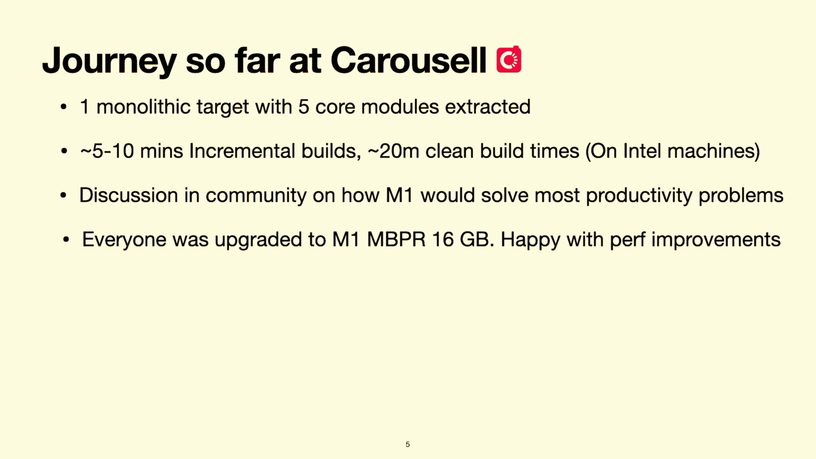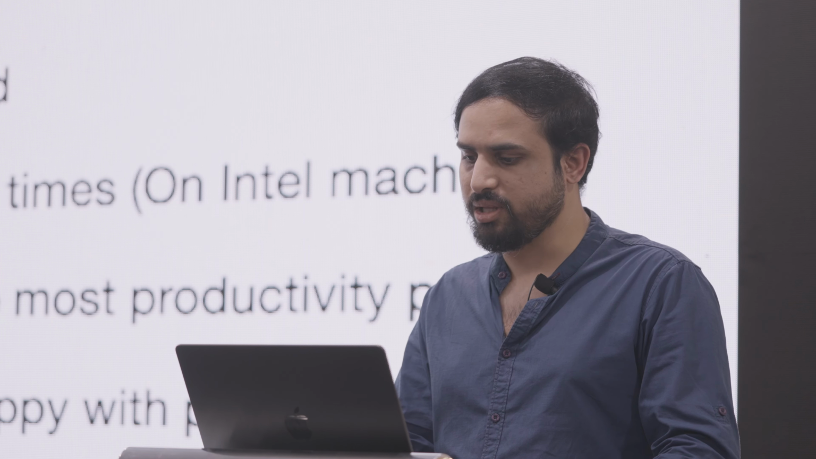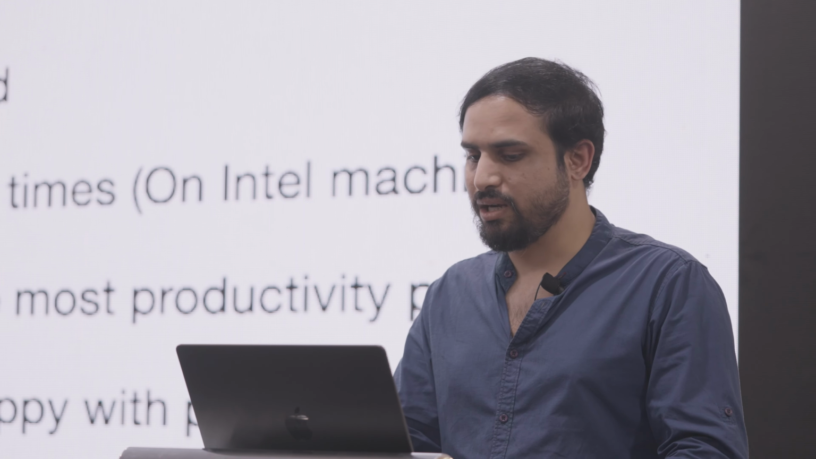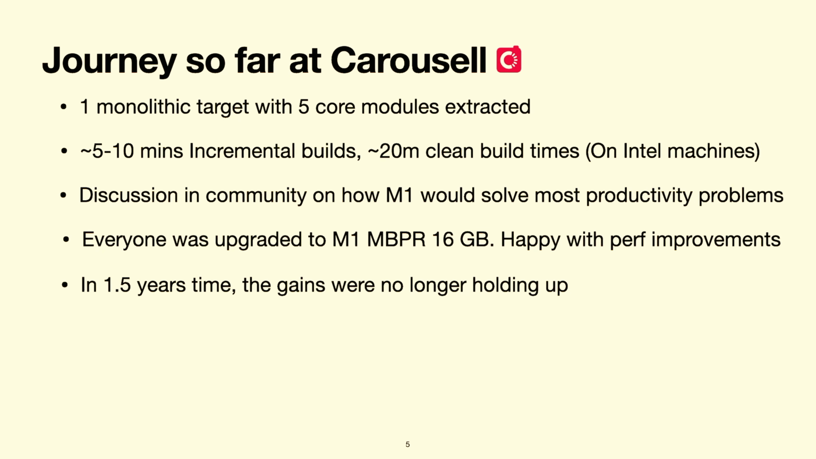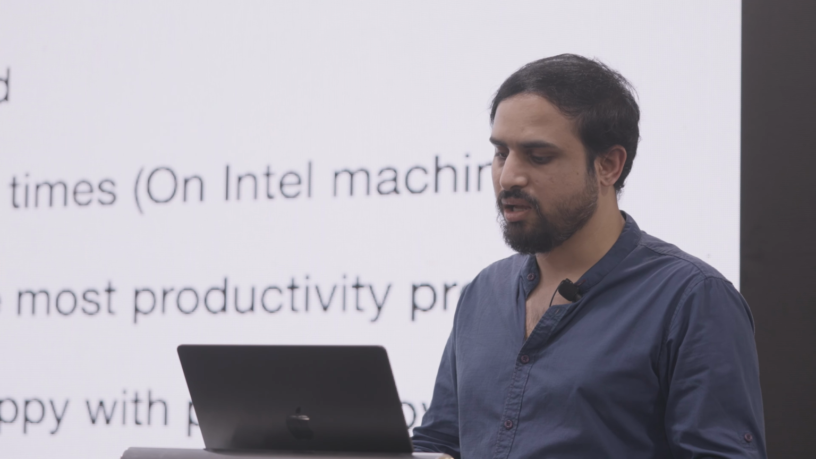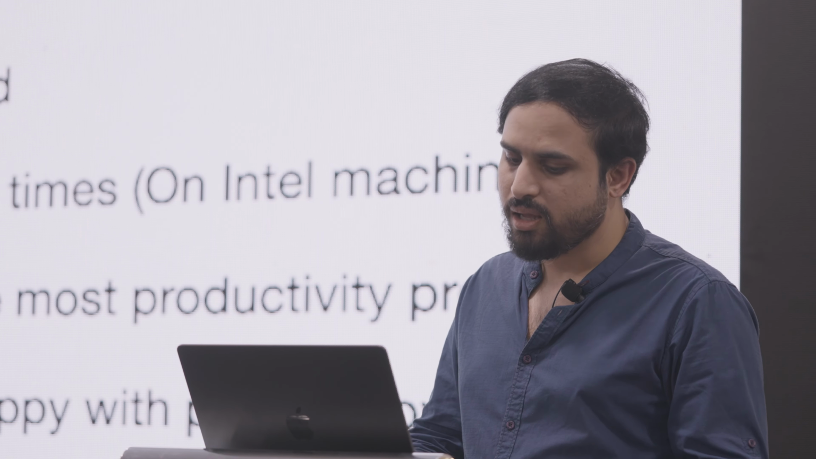Of course, given the impressive benchmarks, our team also got an M1 for everyone, which was a 16 GB one. And to be fair, we saw a significant jump in performance when we compared to our older Intel ones. Although this relative performance jump made us happy, in about 1.5 years' time, we realized that the gains had started to wean off. And during the annual developer surveys, our iOS engineers mentioned a consistent theme of increased build time. So we decided to do an in-depth analysis to solve this problem for good.